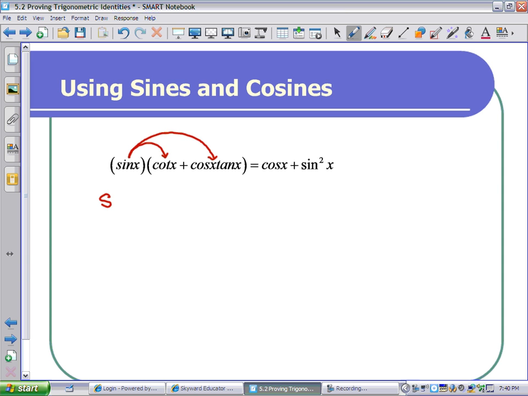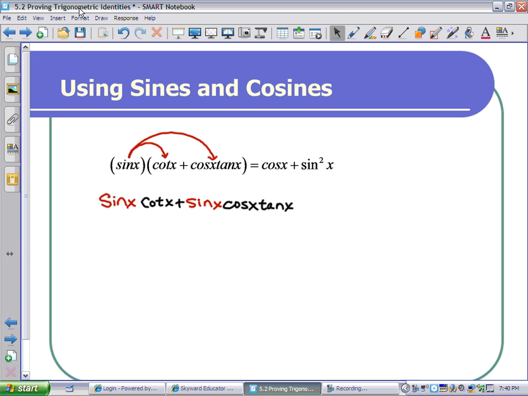So that's going to give me sine x times cotangent x plus the sine of x times cosine x tangent x. Now when you look at the right-hand side of the equation, you can see that you're left with just cosine x and sine squared x, which means that on the left-hand side of the equation, we need to simplify this where I'm only in terms of sine x and cosine x.